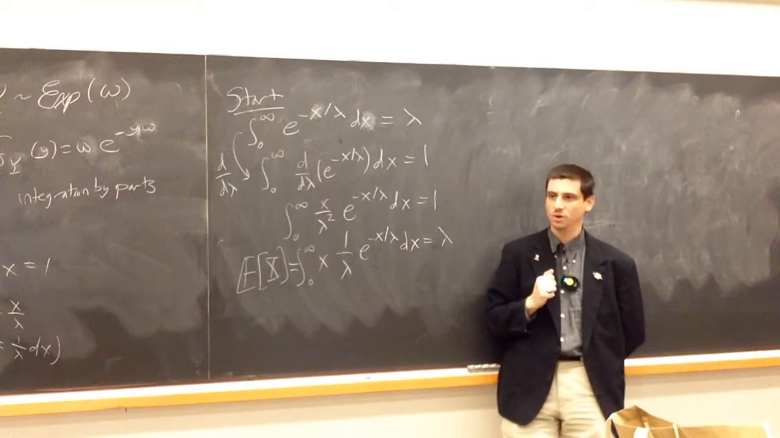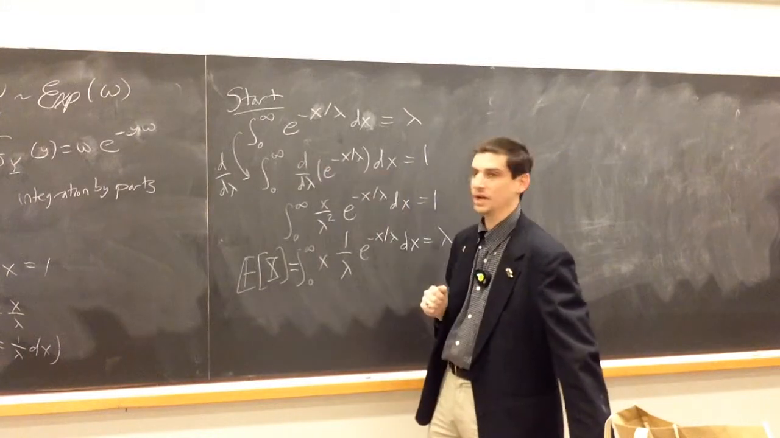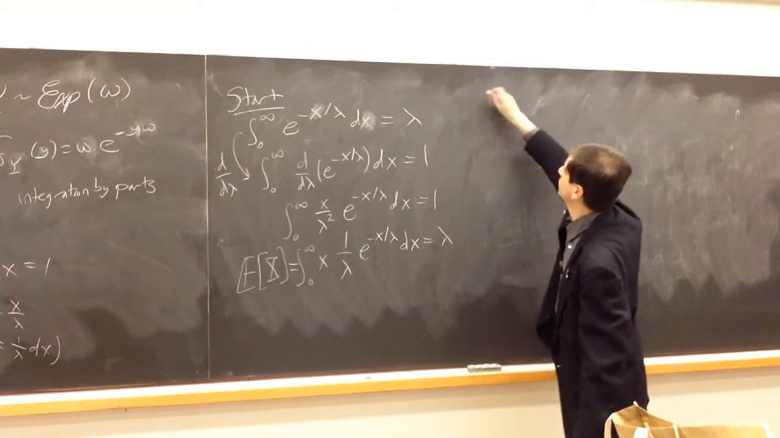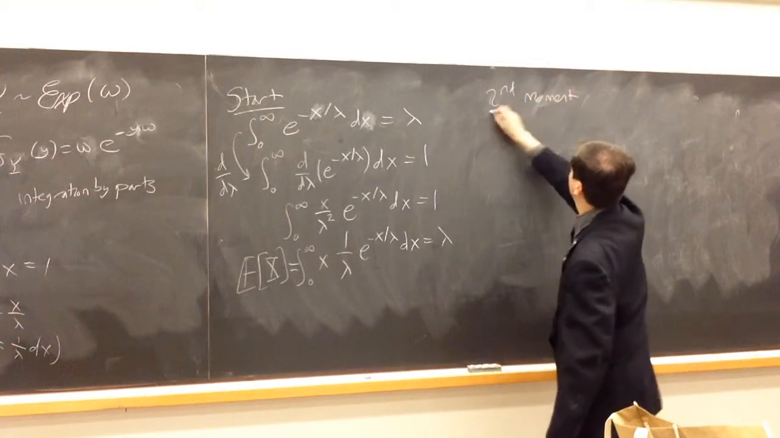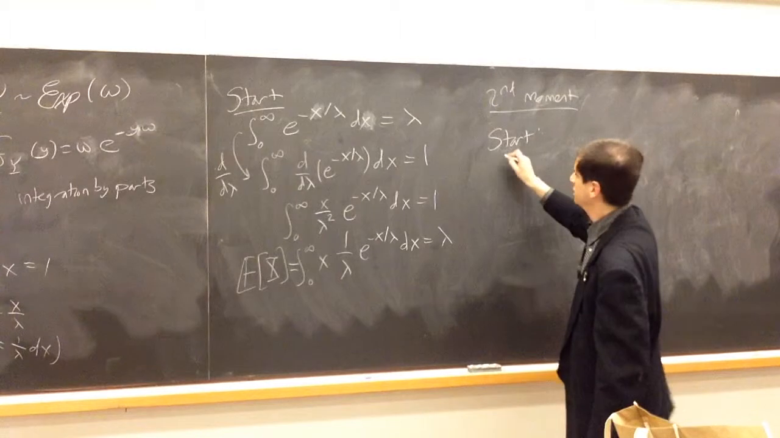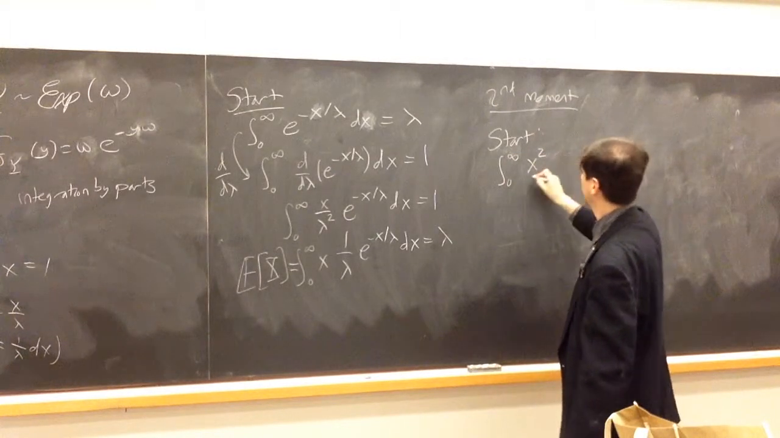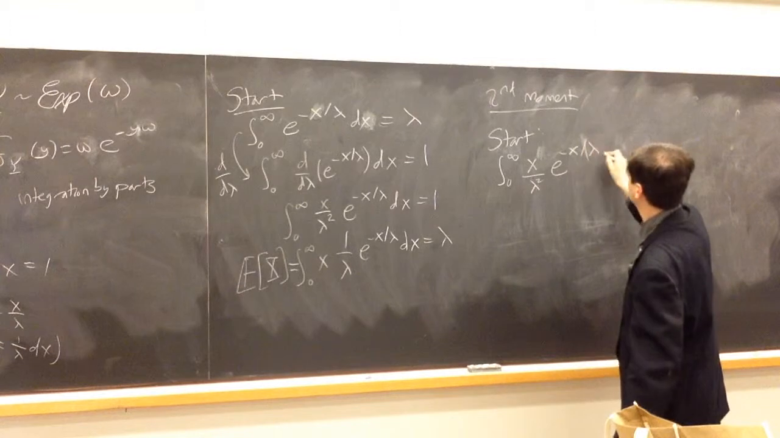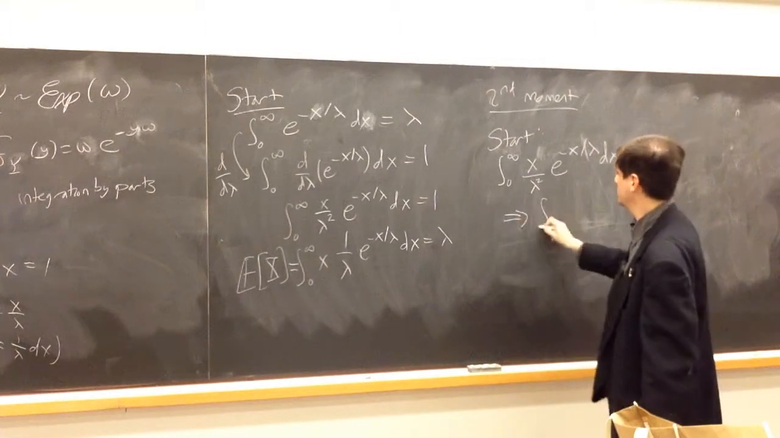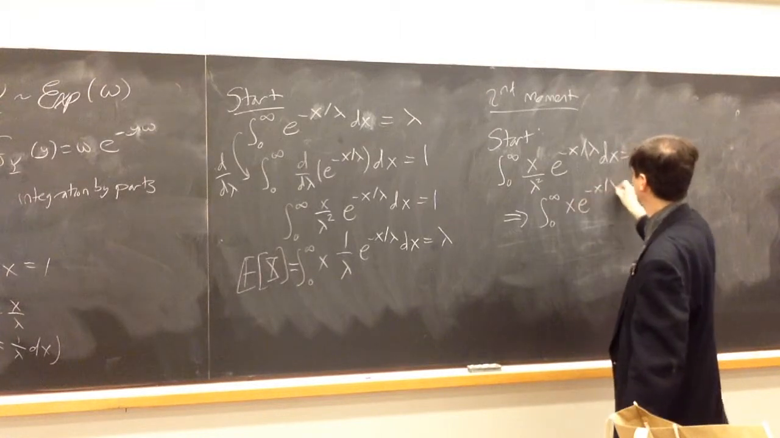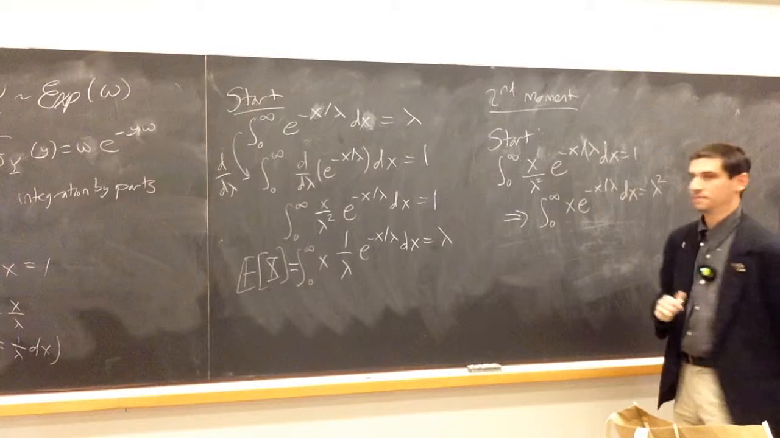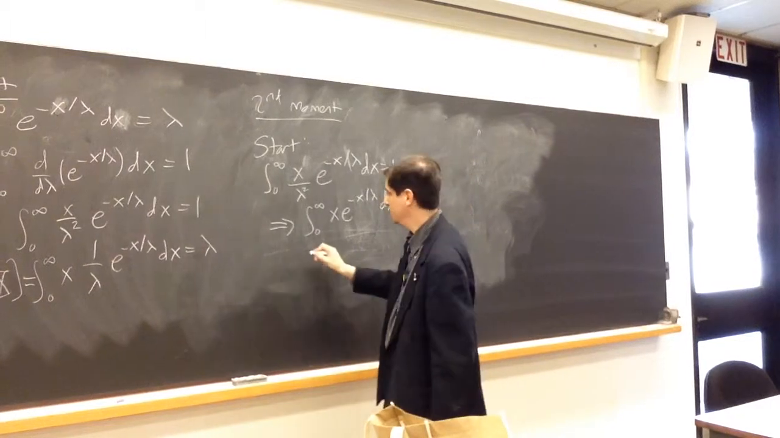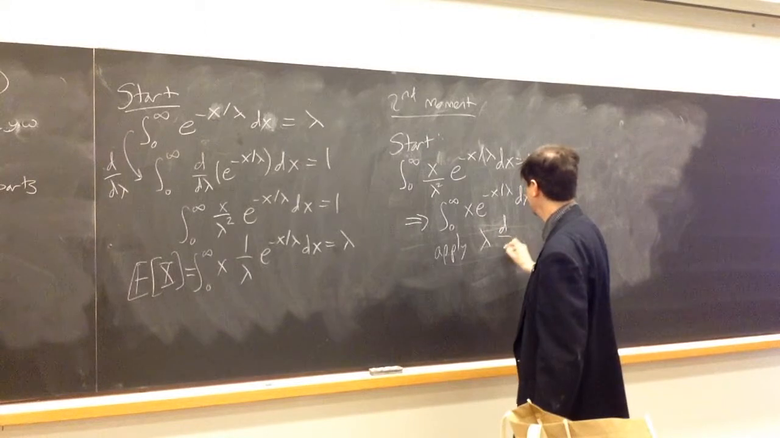You can do this now if you want to get the second moment. If I want to get the second moment, I would have to take the derivative with respect to lambda twice. What I would probably do is stop at this point. If I wanted the second moment, I would start now with the integral from 0 to infinity of x squared over lambda, x over lambda squared, e to the negative x over lambda dx equals 1, which is the same as the integral from 0 to infinity of x e to the negative x over lambda dx equals lambda squared. Then I would differentiate both sides with respect to lambda and then multiply through by lambda. Or maybe better, apply lambda d by d lambda.